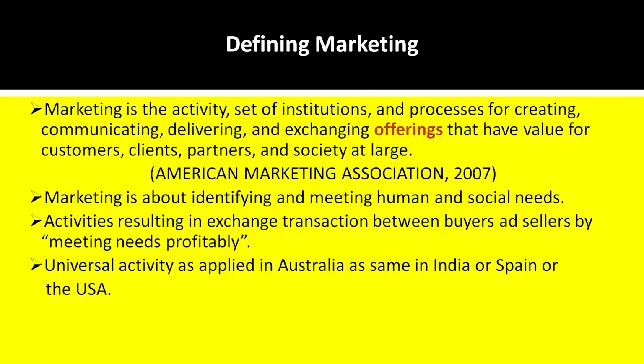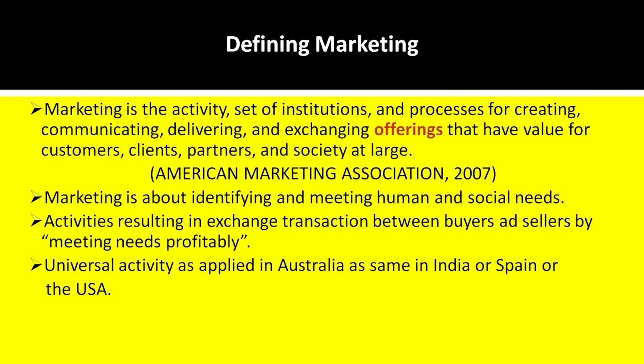So let us first of all define marketing. What is marketing? As per the American Marketing Association, the definition which they gave in 2007, marketing is the activity, set of institutions and processes for creating, communicating, delivering and exchanging offerings that have value for customers, clients, partners and society at large. This definition by AMA is using certain terms. Unless we understand the meaning of these terms, we will not be able to understand the meaning of this definition. So first term is process for creating.